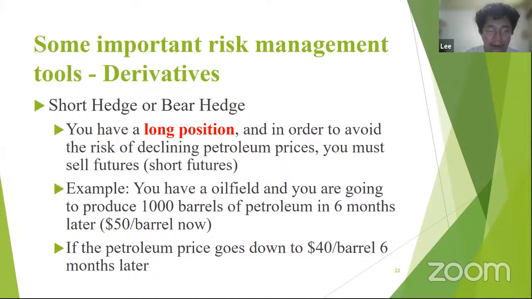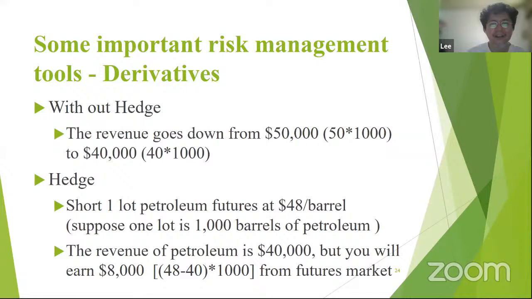So you can see here, without hedge, the revenue goes down. In the beginning the price is 50, so you could get 50,000. But now because the price goes down to 40, in total you can only get 40,000 in revenue. So the revenue is reduced by about $10,000.